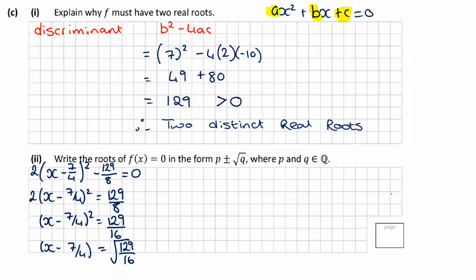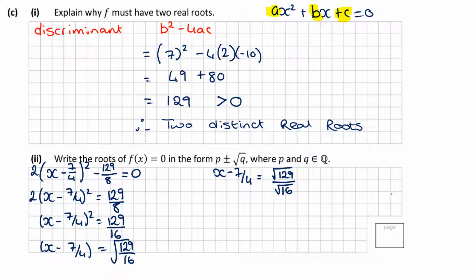So if you notice, the bottom of that fraction is actually a perfect square. So we can use that. So that is the same as the square root of 129 all over the square root of 16. Rules of thirds. So when there is a fraction under the square root, we can separate it to the square root of the top line and the square root of the bottom line.